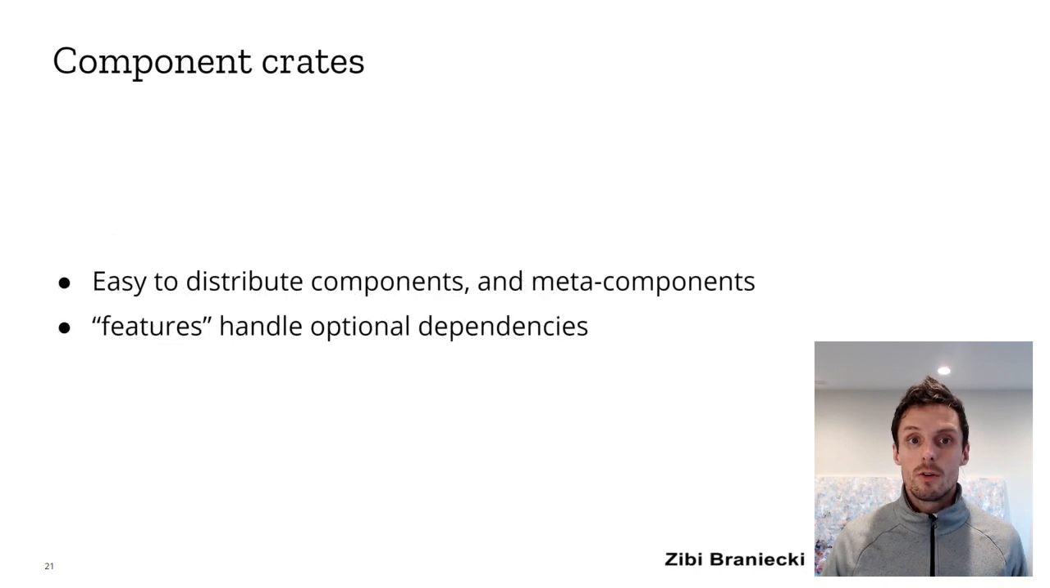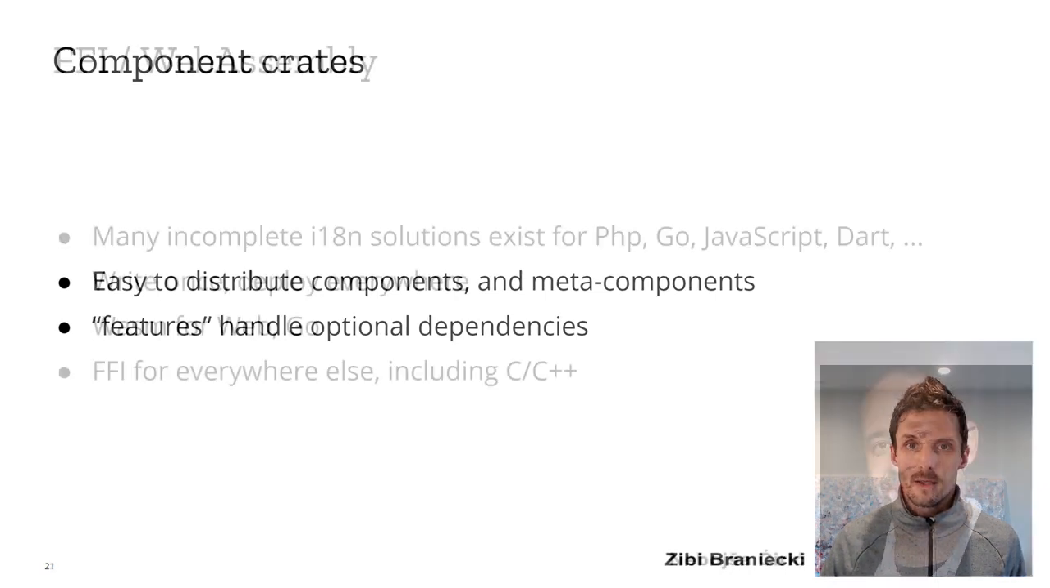Our goal is to distribute ICU4X in the form of small components, such as ICU locale, ICU plural rules, and so on, as well as a meta package called ICU4X. To achieve strong modularization, we are also going to use Rust features, which allow us to fine-tune reasonable defaults for best practices and good user experience, and allow developers to adjust how ICU4X works in their environment.